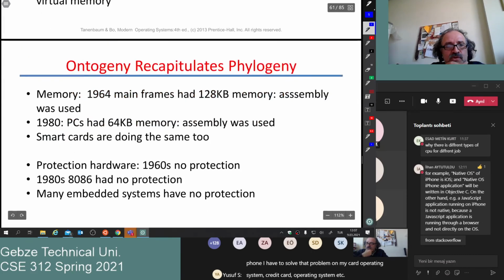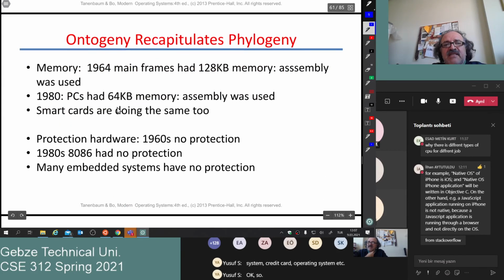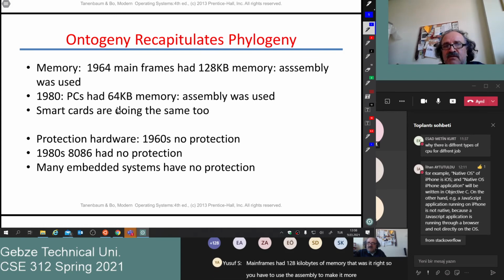So here are the nice examples. In 1964, mainframes had 128 kilobytes of memory. That was it, right? So you have to use assembly to make it more efficient. In the 1980s, PCs had 64 kilobytes. So if you are going to write efficient code, it has to be assembly. Nowadays smart cards are doing the same.